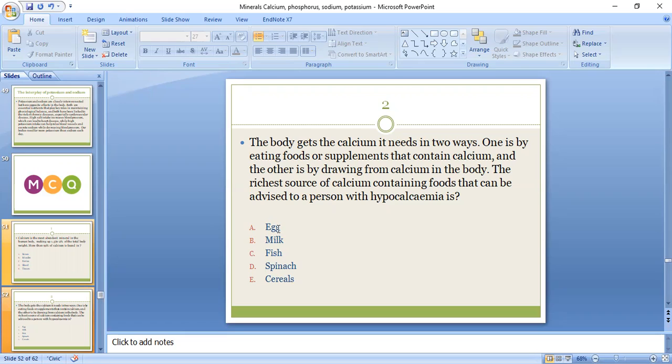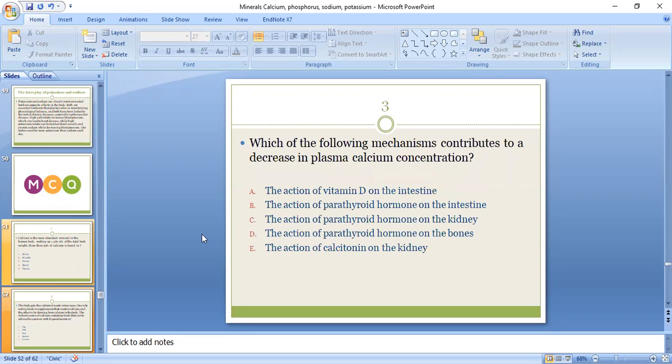Yes, the milk is the richest source of calcium. Others are also sources of calcium, but the richest source is the milk.